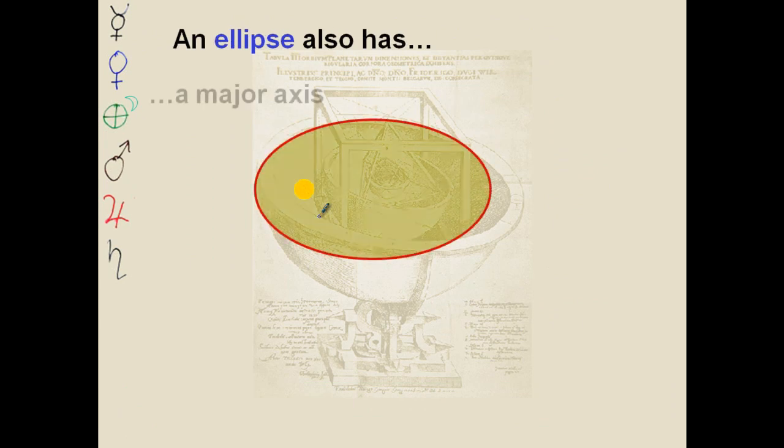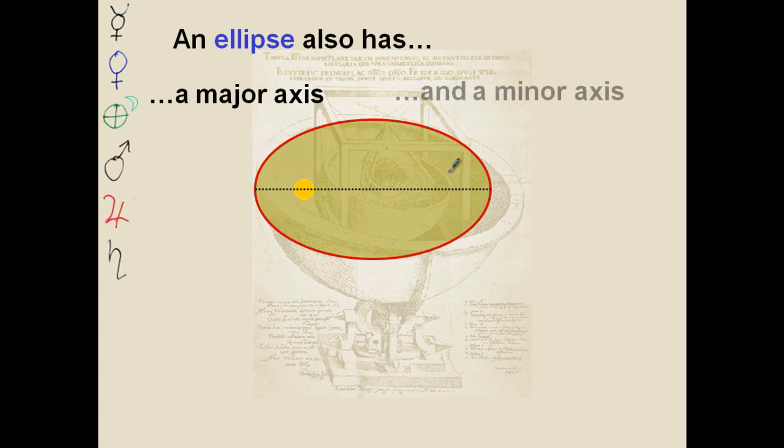So an ellipse also has a major axis, which is going to be its longest. If we cut it in half lengthwise, the longest way is going to be the major axis. It's going to have a minor axis, which is if we cut it in half the other way. That's the minor axis. And it's going to have a semi-major axis, which is half of its major.